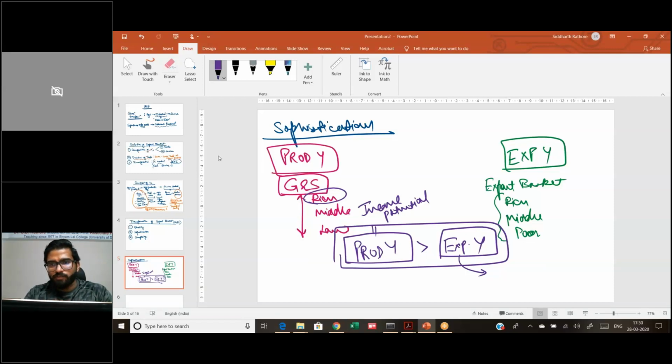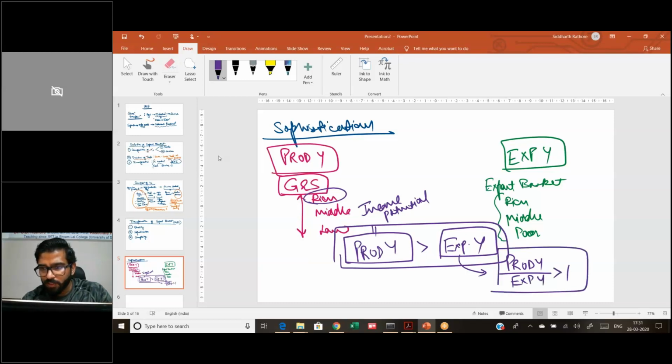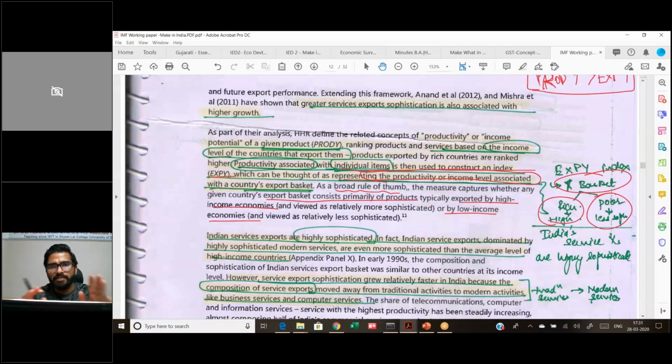So for all these products, if this ratio, prod y upon export y, is greater than 1, this shows that all of these products are those which a country can go into. Producing them will increase the income for the economy, because these are products which are being produced by rich countries and not by your country, because the sophistication that you have in your export basket is not the same as it is for that product in rich countries. So this is the technical aspect of defining sophistication.